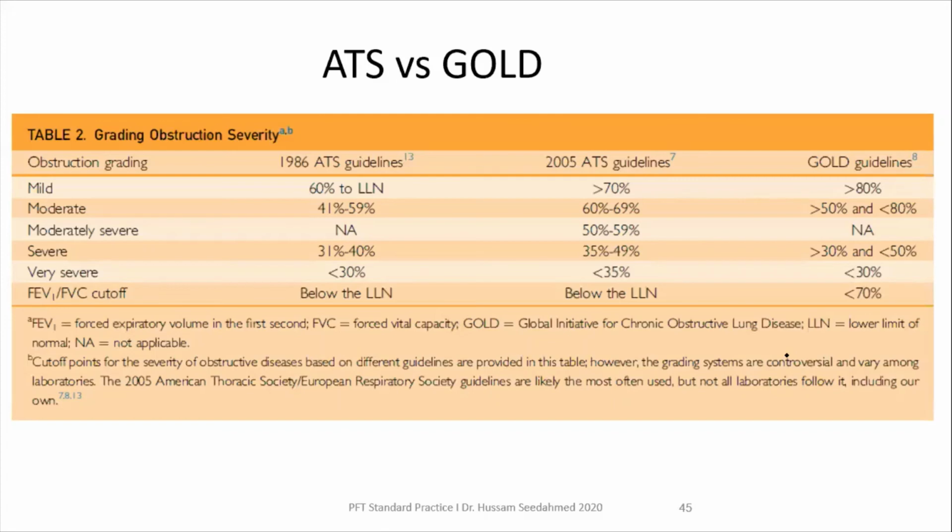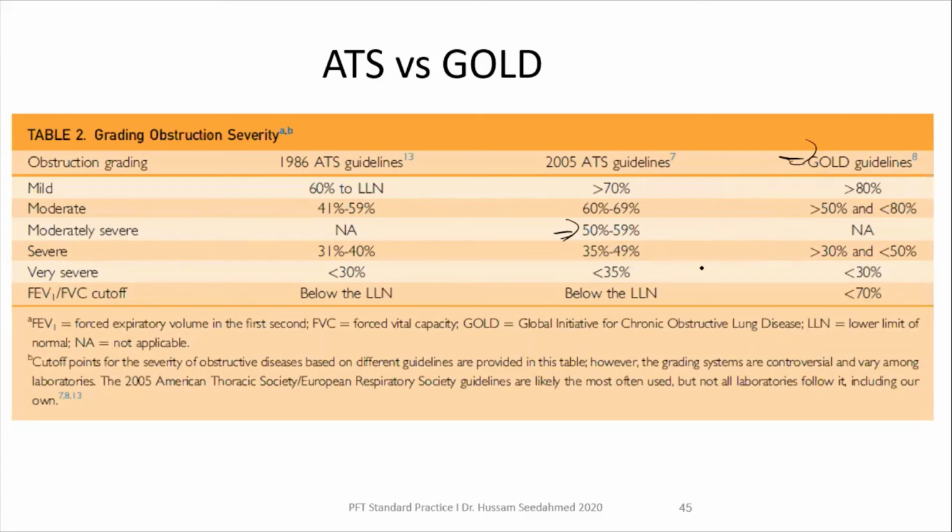So this is the ATS versus GOLD. Of course, most of us are very familiar with the GOLD criteria. GOLD gives the severity: mild is more than 80, moderate is 50 and less than 80. Of course, in GOLD we do not have moderately severe, but it exists in the ATS classification.